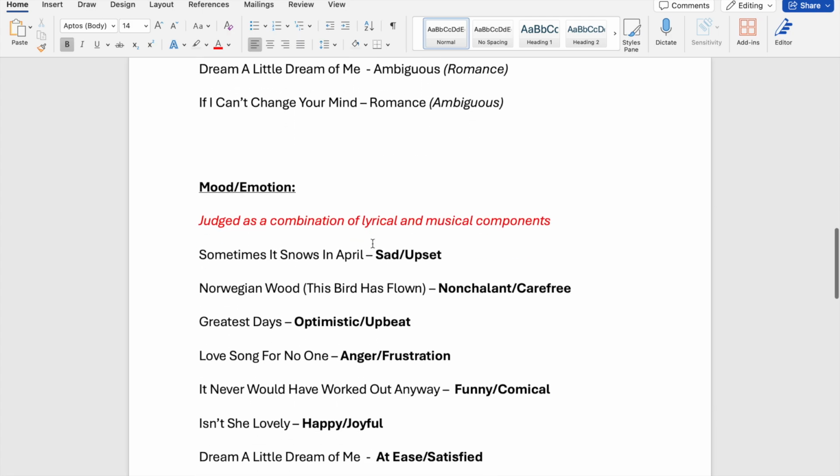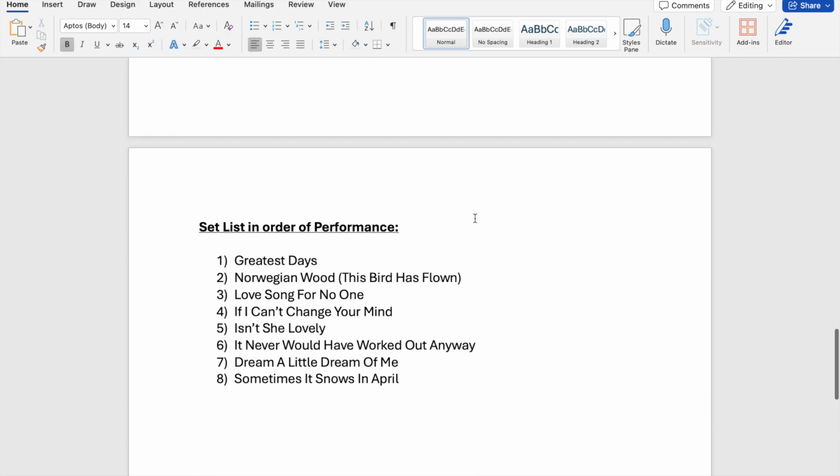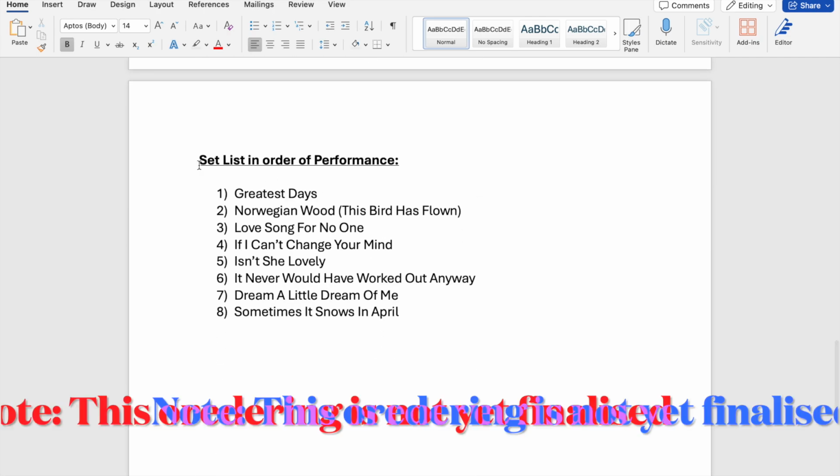And then finally, judging them on a combination of their lyrical and musical components, I went about trying to establish the mood and the feelings that each song put forward. So would this be a happy, optimistic feeling, or one of anger and frustration? And upon establishing all three of these criteria, I then went about deciding on my final order of performance.